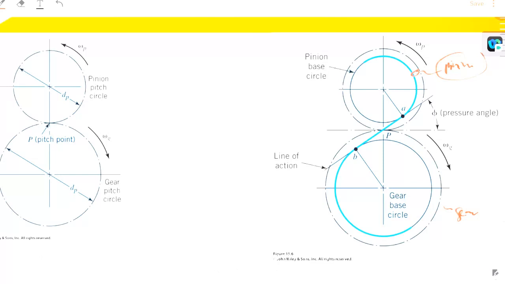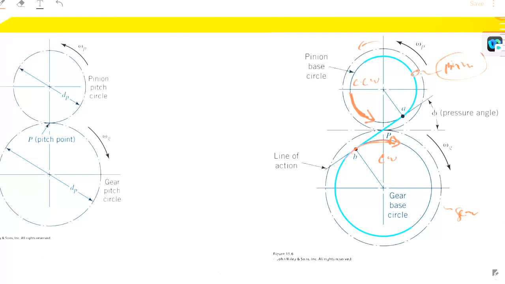This is the angular velocity, the rotation. We need to imagine this rotating here, then the gear will rotate. So this is counterclockwise and this is clockwise, opposite directions. The pinion is counterclockwise and the gear is clockwise.